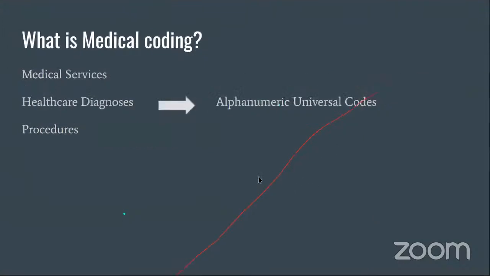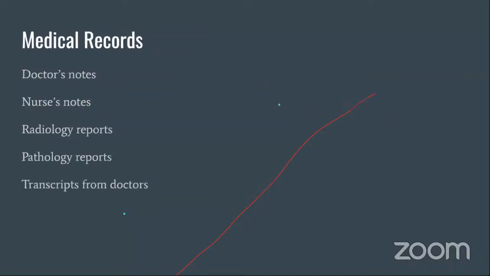Again, here is another slide to depict what is medical coding. It's a transformation of medical services, healthcare diagnosis, and procedures into alphanumeric universal codes. Now, I have kept on saying that the medical coders have access to medical records, and they take all their data from medical records, and that's how they translate it into medical codes.